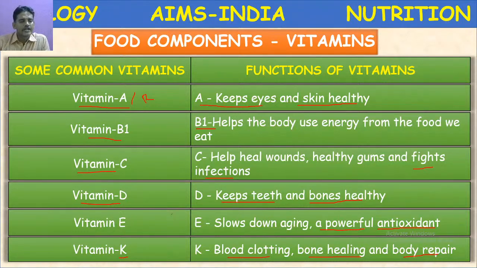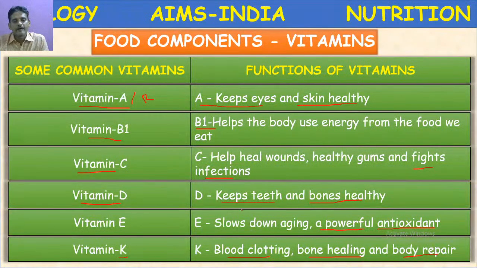So let us go through this slide once. Any doubt in this? Vitamin A, retinol, for healthy vision. Vitamin B1, thiamine. It is required for the production of energy or activation of respiratory enzymes. And vitamin C, ascorbic acid. It helps in healing wounds and fights against infections. And for healthy teeth, this vitamin is required.